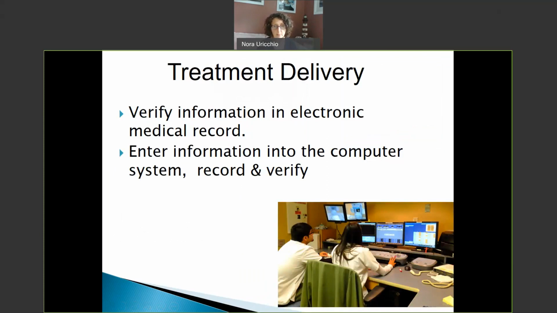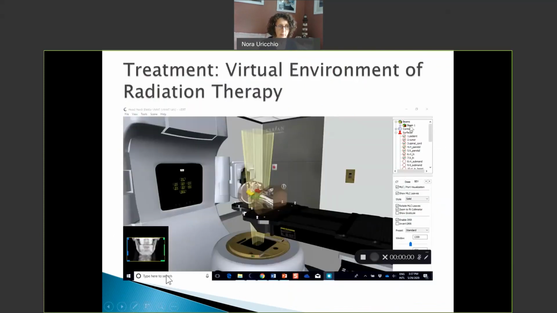We can never be in the room when we're actually giving the treatment. We have to be outside of the room because it's such a high energy machine that we need to be outside. We are always, though, monitoring our patients. We can see them on cameras, and we can also hear them, and we can also speak to them. So this is the console area that we will administer that radiation. So when the radiation is actually being administered, we can't see the radiation, you can't feel the radiation, but you do hear the machine humming.